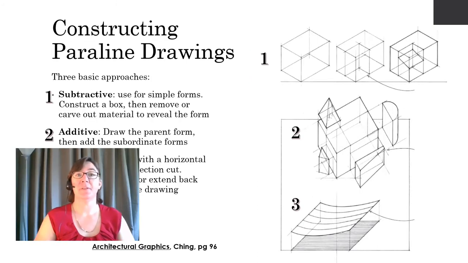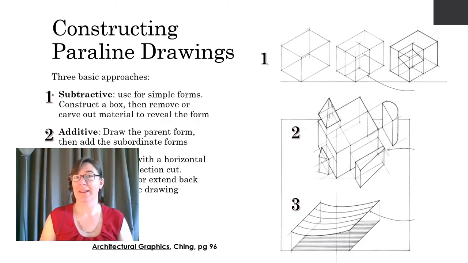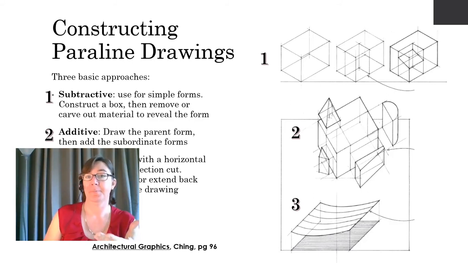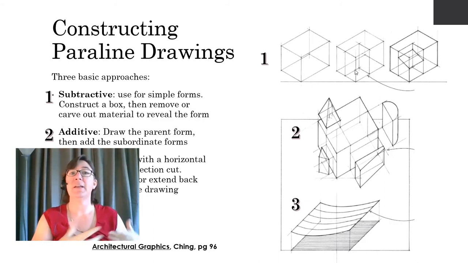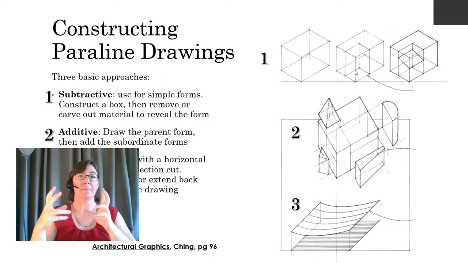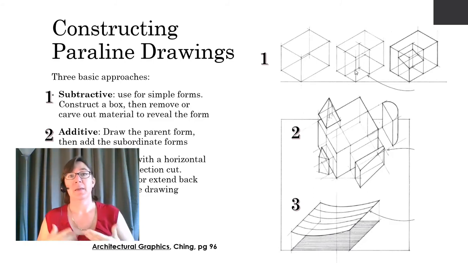There's a couple of different basic approaches to constructing your Paraline drawings. They're fairly easy to understand. The first is called subtractive. First, you draw a box, all right, an imaginary box, and then you cut or carve out material from that box to reveal the form that you're looking for. You can think of this as your box is like a bar of soap, and you're cutting out excess material to reveal the statue or the shape or the object inside.